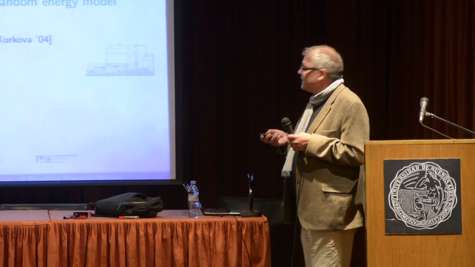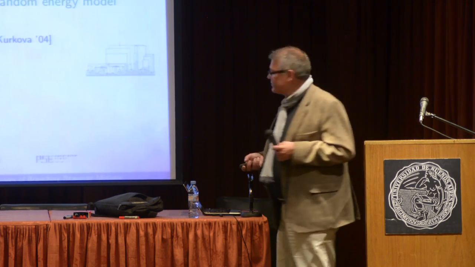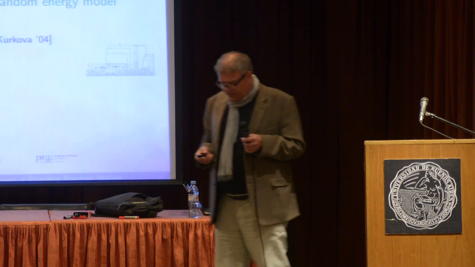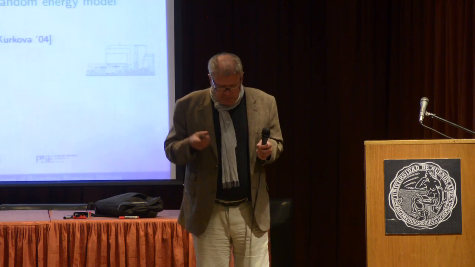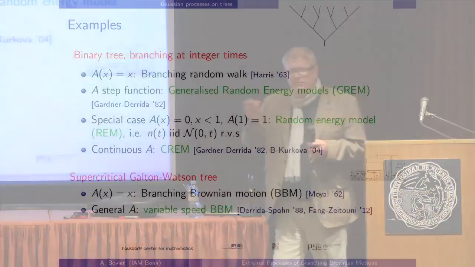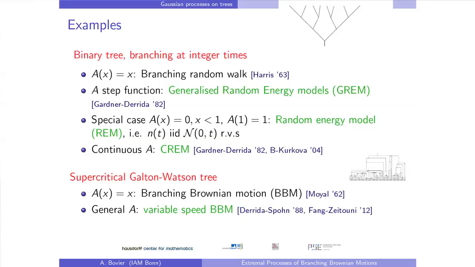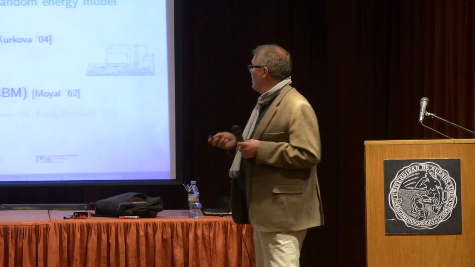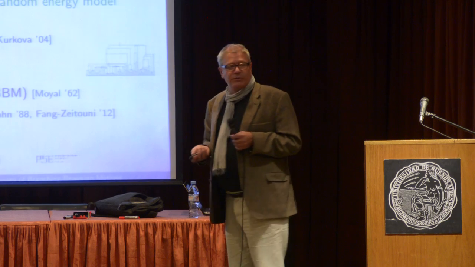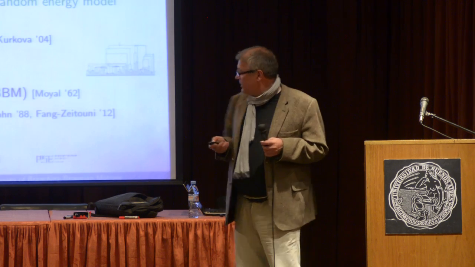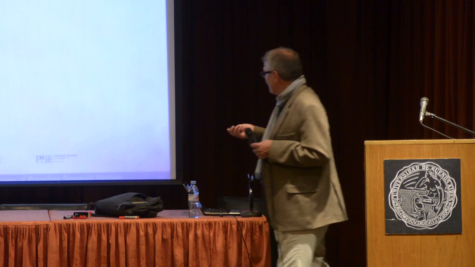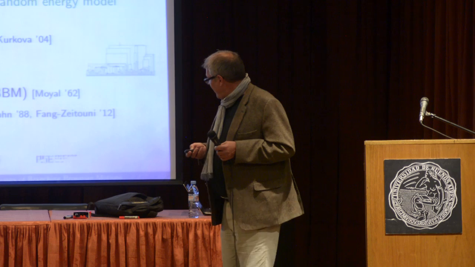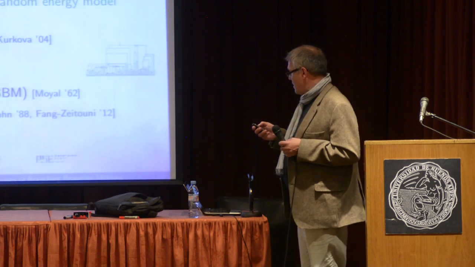Now, the other case of the tree is the Galton-Watson tree, right? So it's a continuous time tree, so it looks a little bit more fancy. We just split at exponential times with respect to some distribution, and we will always choose this distribution in such a way that the tree doesn't die out. And then if you take a of x equal to x, what you get is exactly the classical model of branching Brownian motion. And if you take a general A, then what you get is what we will now call variable speed branching Brownian motion. This has been introduced by Derrida and Spohn in '88 and recently been studied by Fang and Zeitouni in the last couple of days.